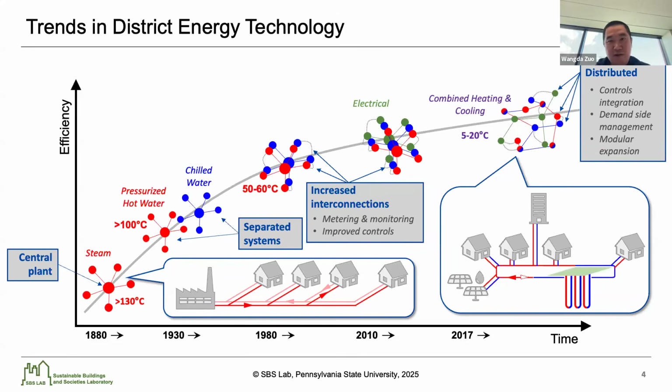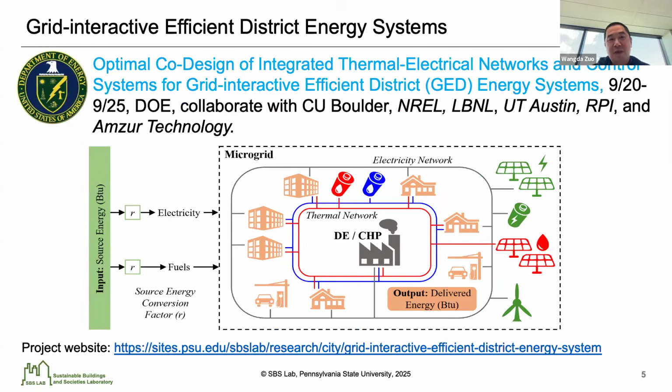Over the past 5 years, we have been working with the University of Colorado Boulder, UT Austin, National Renewable Energy Lab, Lawrence Berkeley National Lab, RPI, and Amos Technology to develop software to support the design and operation of what we call grid-interactive efficient district energy systems. As you can see from this schematic, we talk about district heating, district cooling, and also microgrids, so we support renewable energy systems.